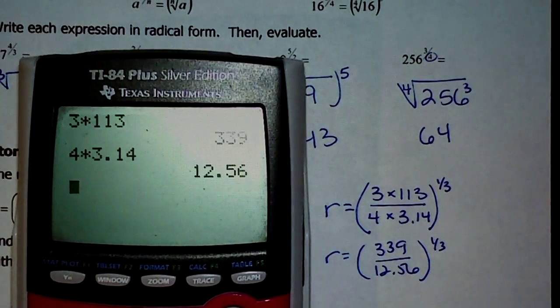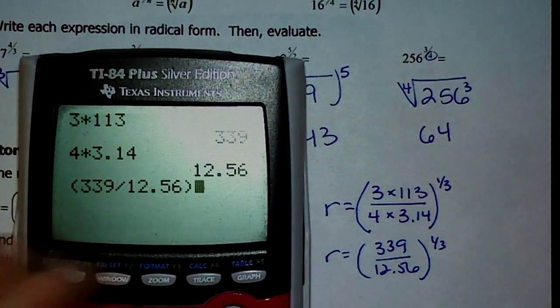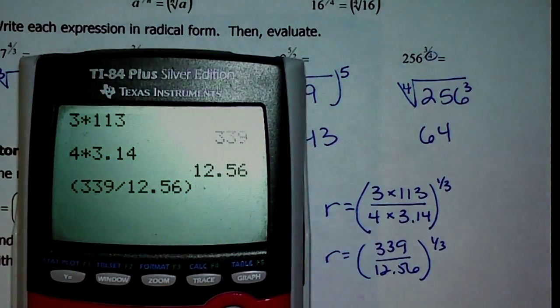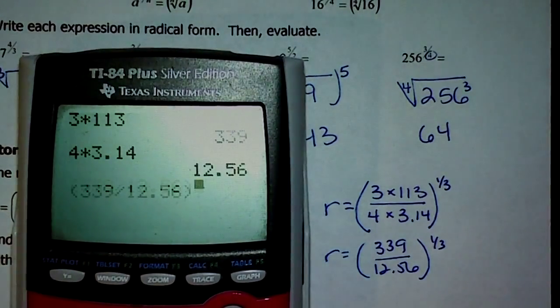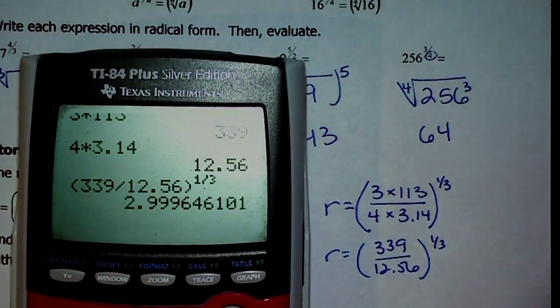So in your calculator, wrap it up in some parentheses, take 339 divided by 12.56. And it's important that you do include those parentheses so that it's not just taking the 339 to the 1/3 power or the 12.56 to the 1/3 power. I want both to the 1/3 power. So after you have typed that division problem in parentheses, you're going to raise it to the power of 1 divided by 3. When you hit enter, you get this lengthy decimal.